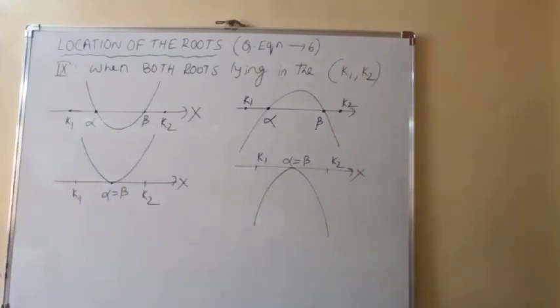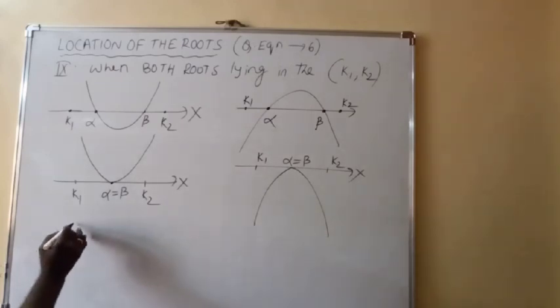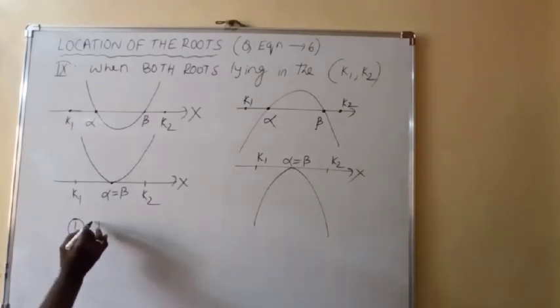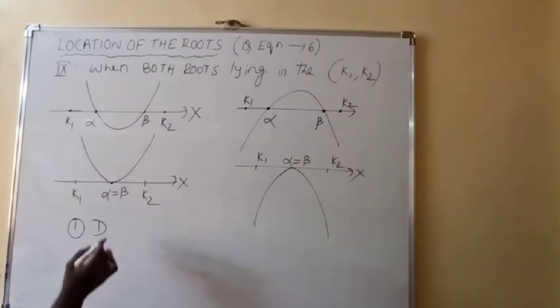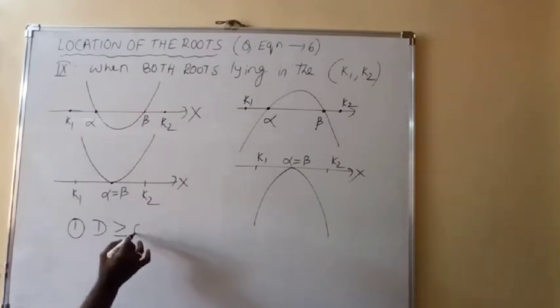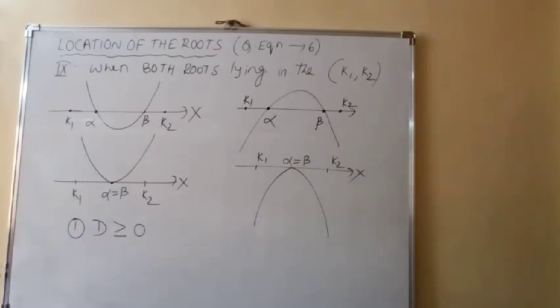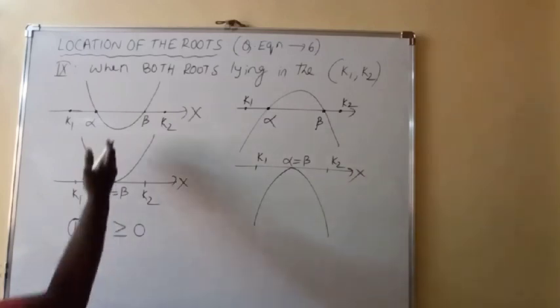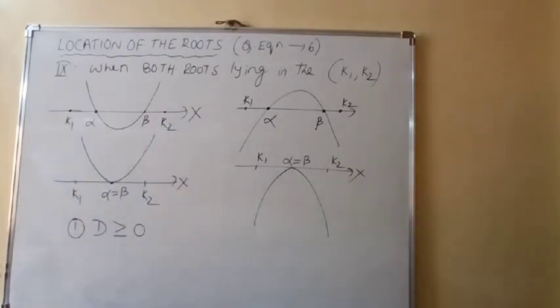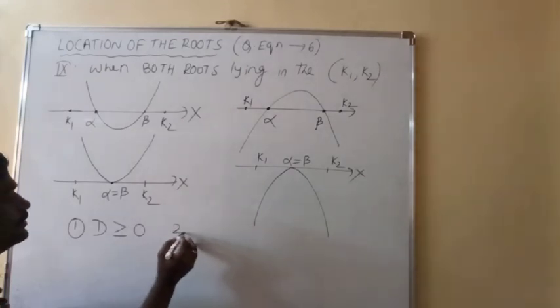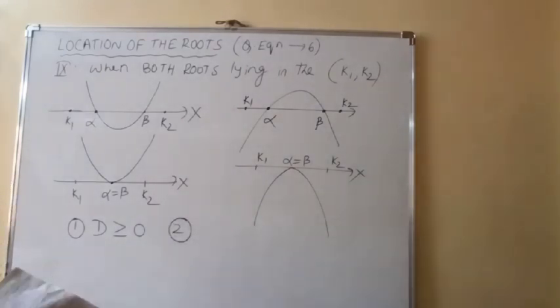So observe, in all the possibilities, alpha, the roots lie between K1 and K2. Clearly, from all the possibilities, what we can conclude, first condition: the roots need not be distinct, so discriminant is greater than or equal to 0. Because the roots may be distinct or equal, so discriminant greater than or equal to 0. Next, second condition, observe.